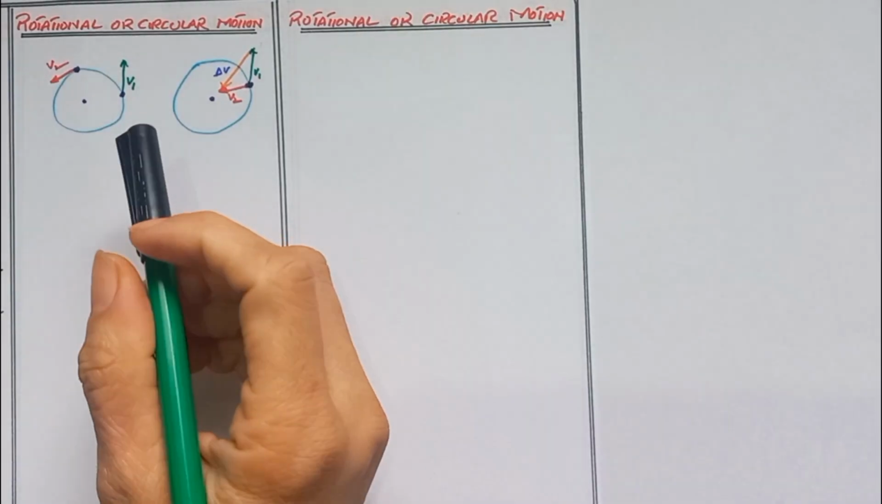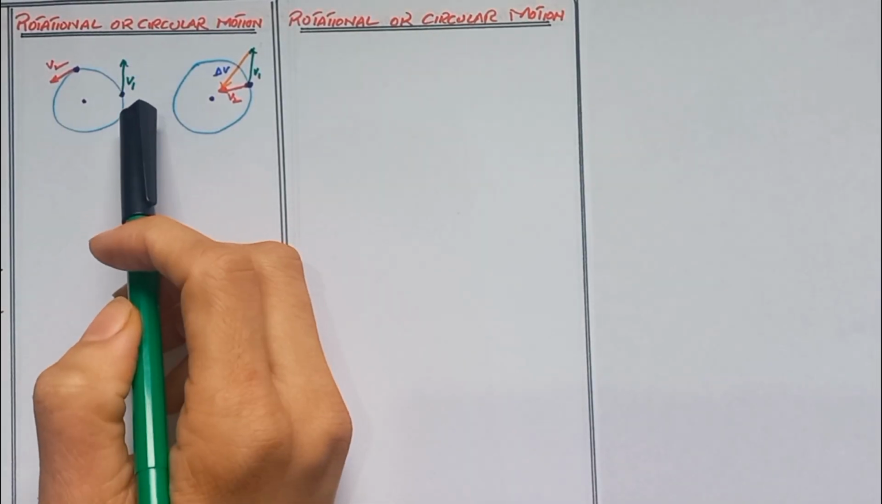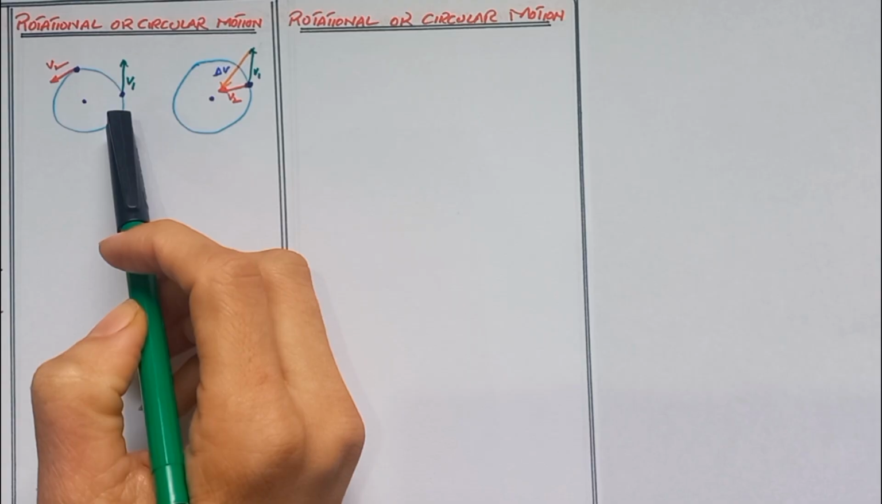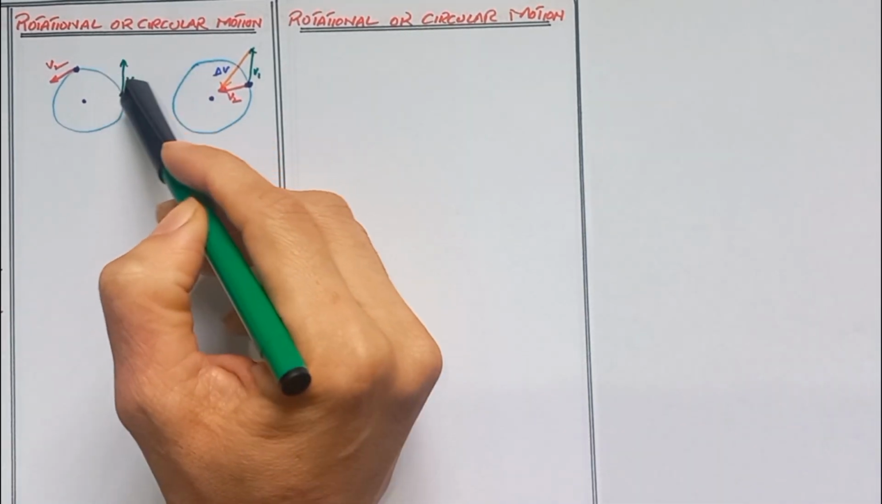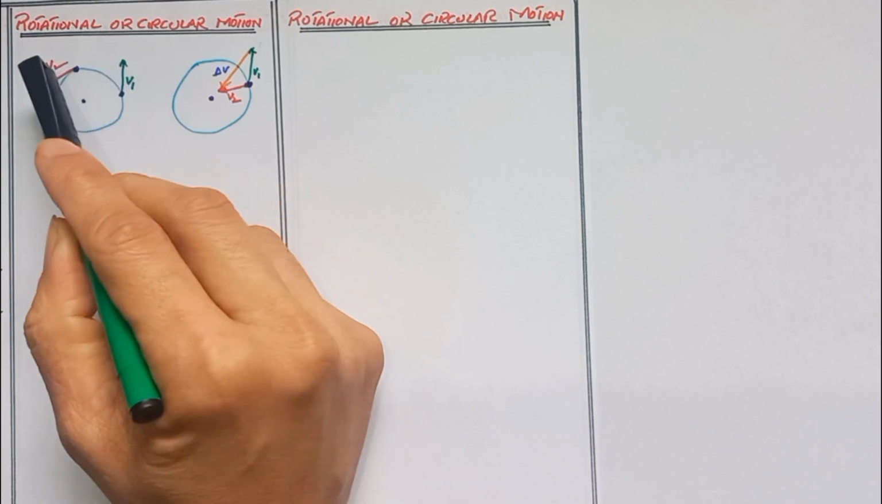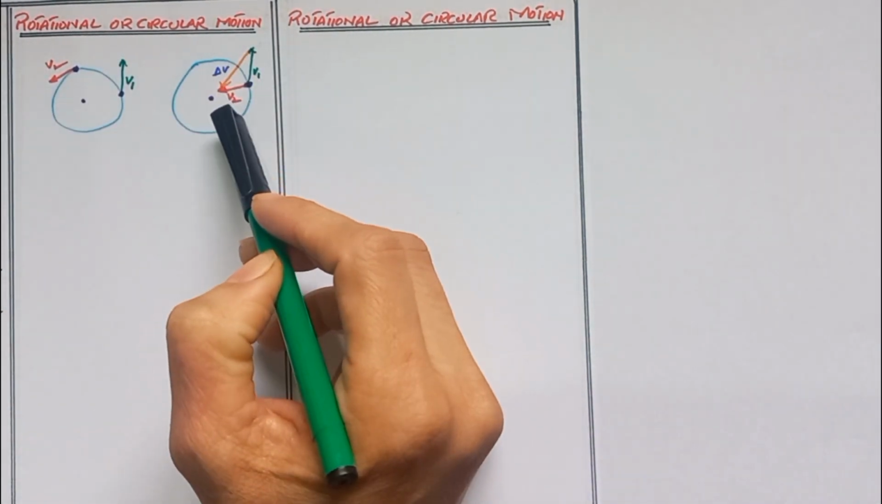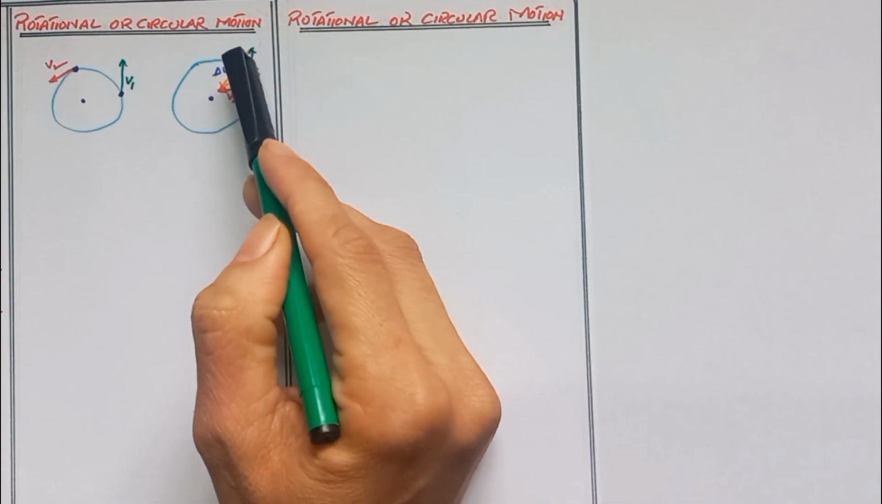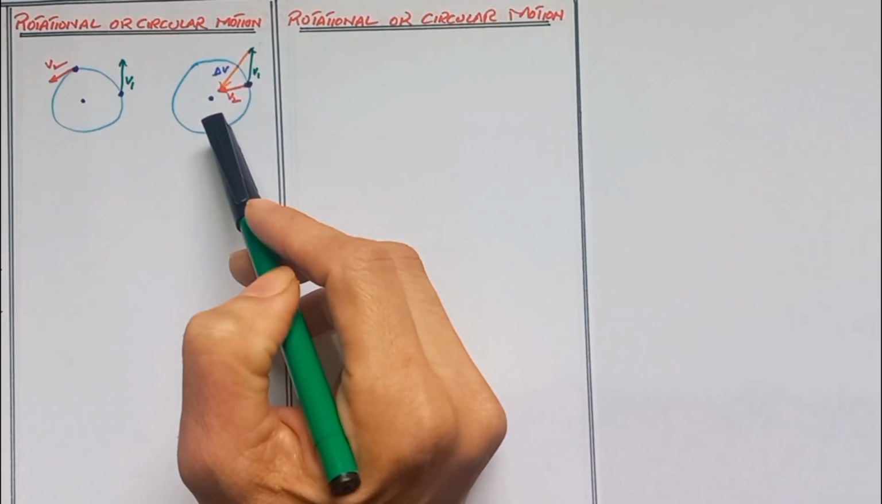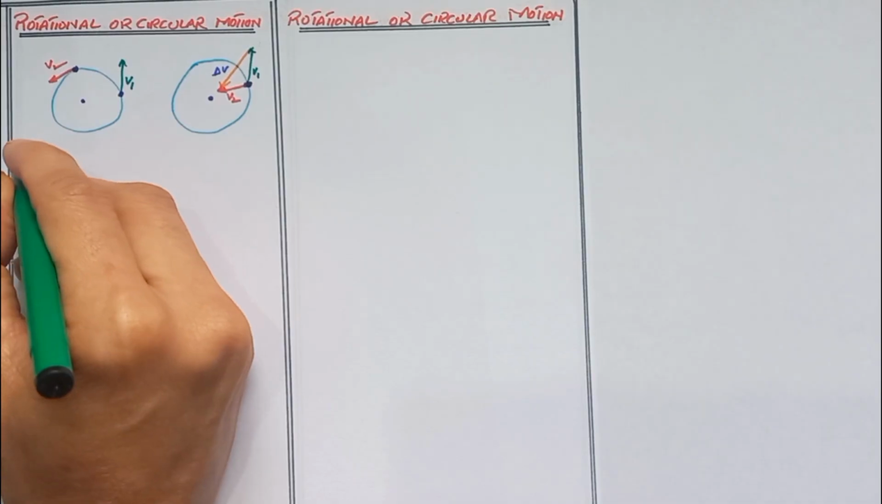In circular motion, the velocity of an object moving along a circular path is changing continuously, and it is always along the tangent to the path of the motion. The diagram on the right side shows that the change in velocity is directed toward the center of the circle.